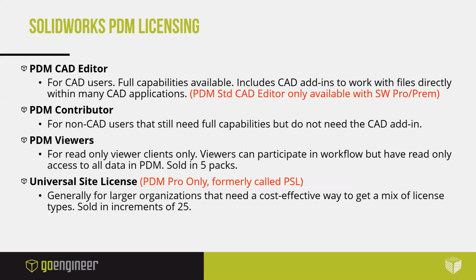But if they just need to look at it and reject or approve, they could potentially be a viewer license for that. The last one on the list is the universal site license. That is sold in 25-packs. And that way, if you have enough users and you think you're getting close to that level of different mix of licenses, you might just go with what we call the universal site license and save a little bit of money, because it's basically a way to, you don't have to pick CAD editors or contributors or viewers. You just can have 25 of each of those basically in any combination you want.